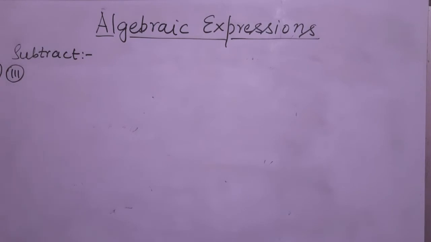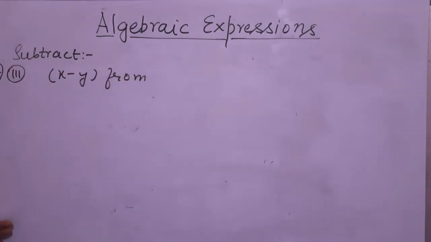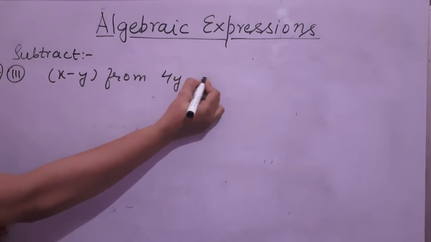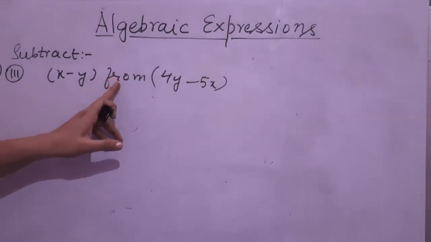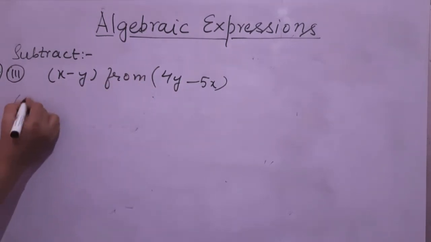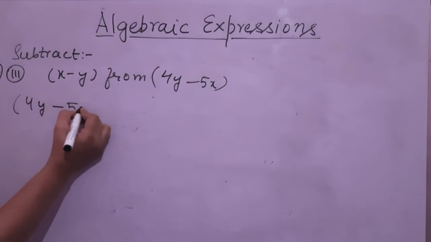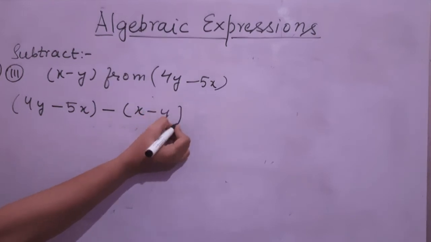Now the third option. The third option is x minus y from 4y minus 5x. So students, how many algebraic expressions do we have in this question? We have 2 algebraic expressions. Now we have to subtract. So the algebraic expression which is written after the word from is going to come first while performing the subtraction. So 4y minus 5x minus x minus y.